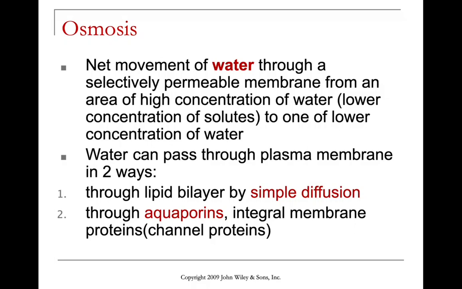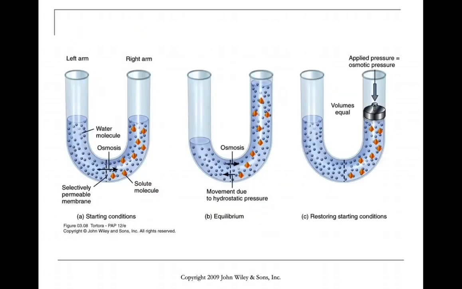So osmosis is going to look at the movement of water. The net movement of water through a selectively permeable membrane from an area of higher concentration of water or lower concentration of solutes to one of lower concentration of water. The water wants to spread out. It can pass through the plasma membrane either through the lipid bilayer by simple diffusion, or it can use aquaporins, which are integral proteins or channel proteins that are specific to allow water to cross.